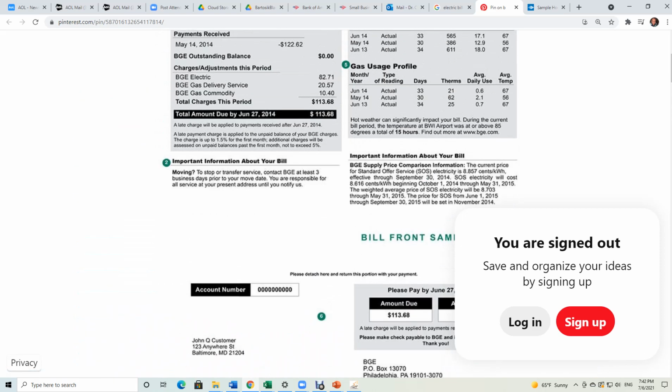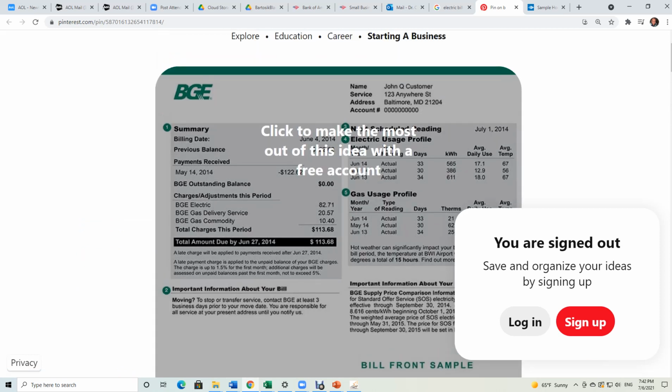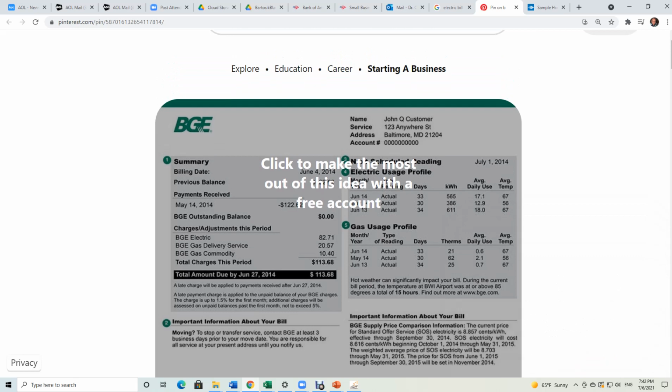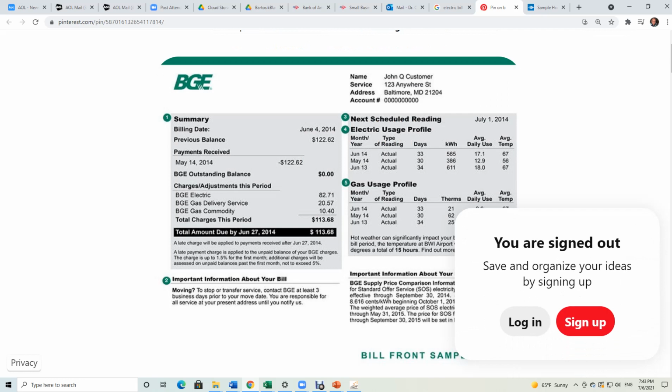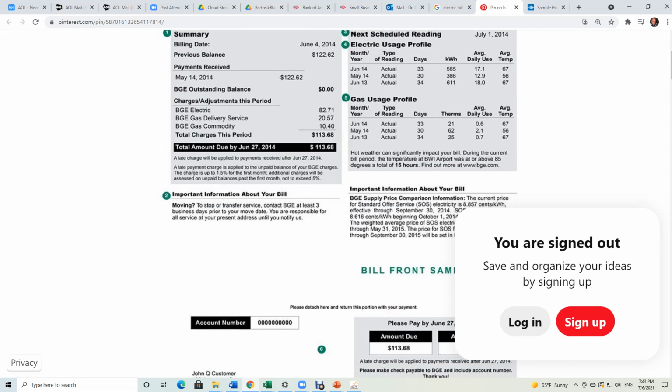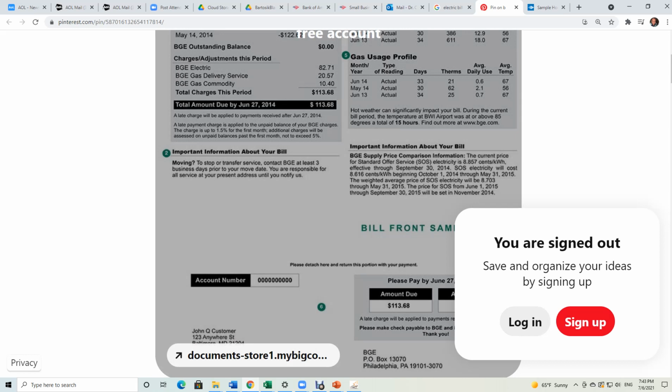But we can find out from the electric bill, right? $113 in June. Oh gosh, sign up. I do not know how to get rid of this guy. Let me see. BG price compare. The current price for the standard offer service electricity is 8.85 cents per kilowatt hour. That's how much they charge.